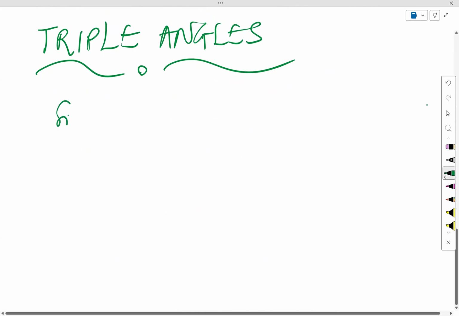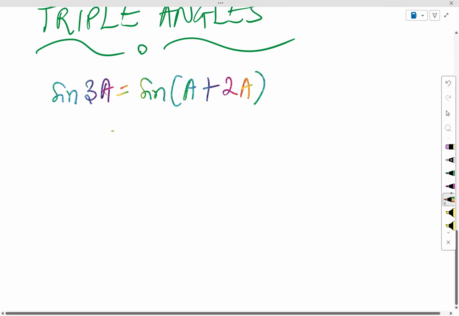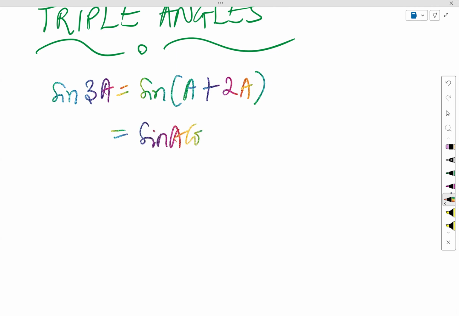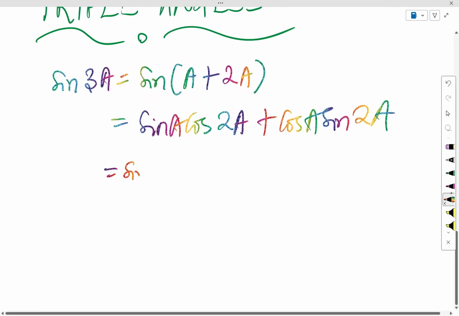So imagine you have sine 3A. You can write sine 3A as A plus 2A or 2A plus A. Anyhow you like, you still get the same result. So sine 3A is sine of A plus 2A. If you go this way, you could also say 2A plus A, and it's okay. So sine of A plus 2A is simply the same thing as sine A cos 2A plus cos A sine 2A. And then you have more work to do now. You have sine A.